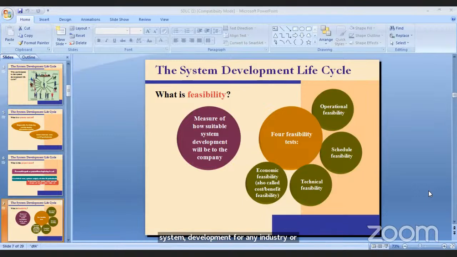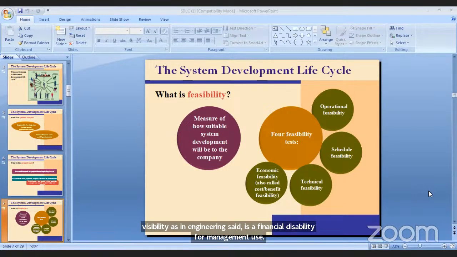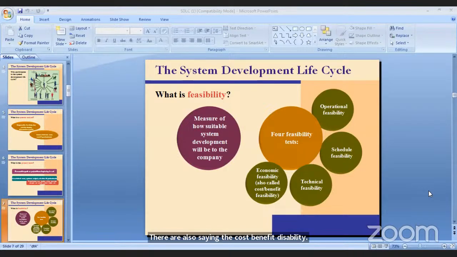Basically, feasibility studies are carried out in 4 ways. The first is economic feasibility, which in engineering is called financial feasibility. For management views, they also say cost benefit feasibility. Second, technical feasibility. Third, operational feasibility. Fourth, the schedule feasibility, or the time feasibility.